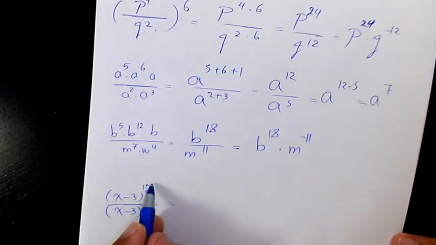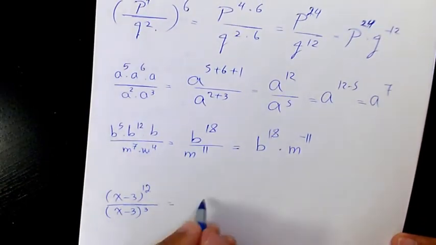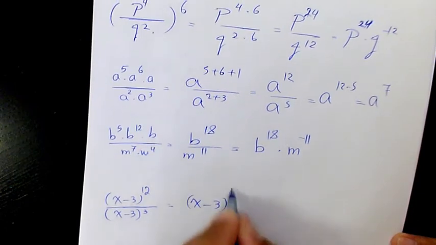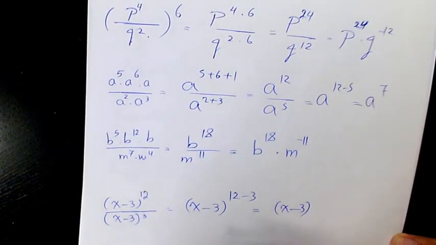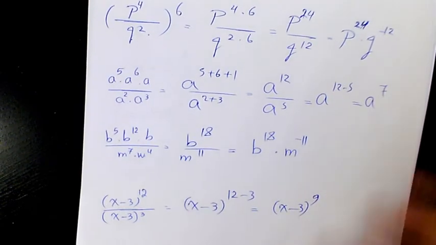x minus 3 to the power of 12 divided by x minus 3 to the power of 3 is going to be x minus 3 to the power of 12 minus 3. Why? Because the bases are the same, so it's just subtracted. 12 minus 3 is going to be 9.